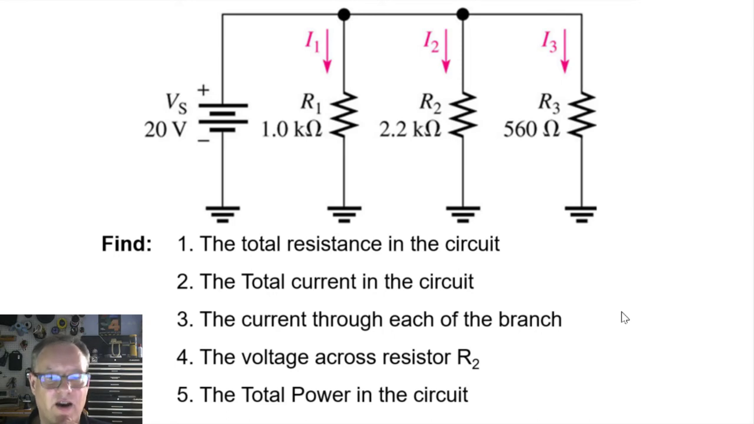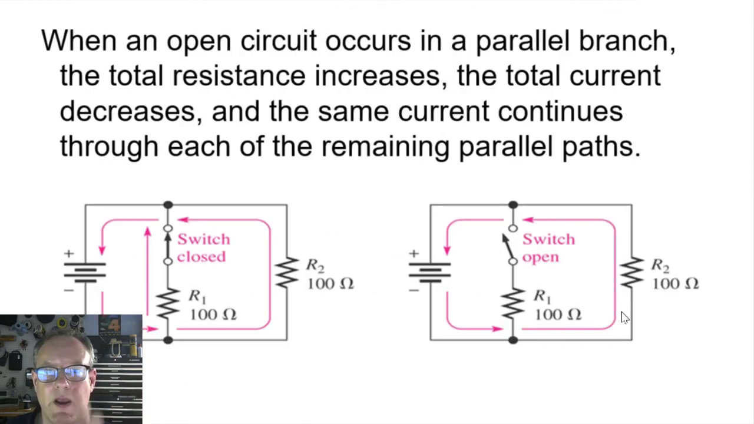The voltage across R2, it's just a stupid question. Okay, let's move on. But you know the answer, right? It's 20 volts. Oh, goodbye. No, don't go anywhere. Here we go.